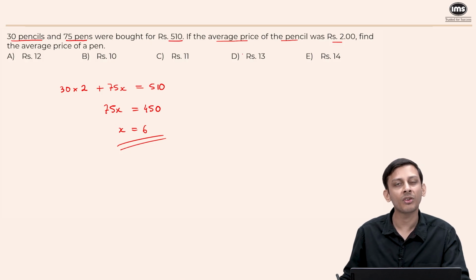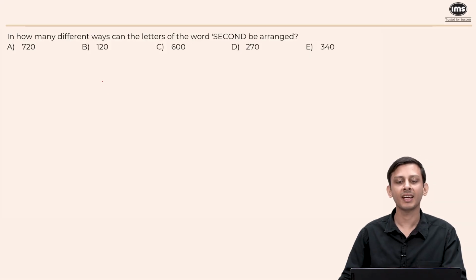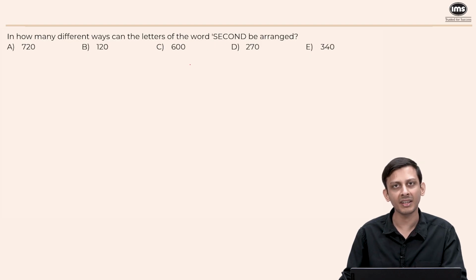So none of the given options were actually correct. There was a mistake in this question. In how many different ways can the letters of the word second be arranged? So here, very simply, there are 6 different letters, 6 different objects. We know that 6 different objects can be arranged in a straight line in 6 factorial ways. 6 factorial is 720 and therefore the answer will be 720.